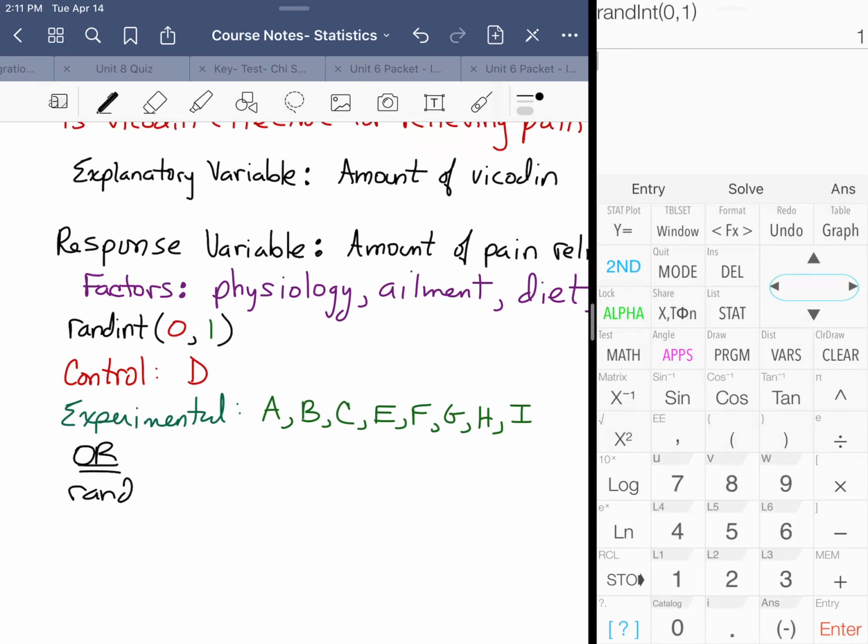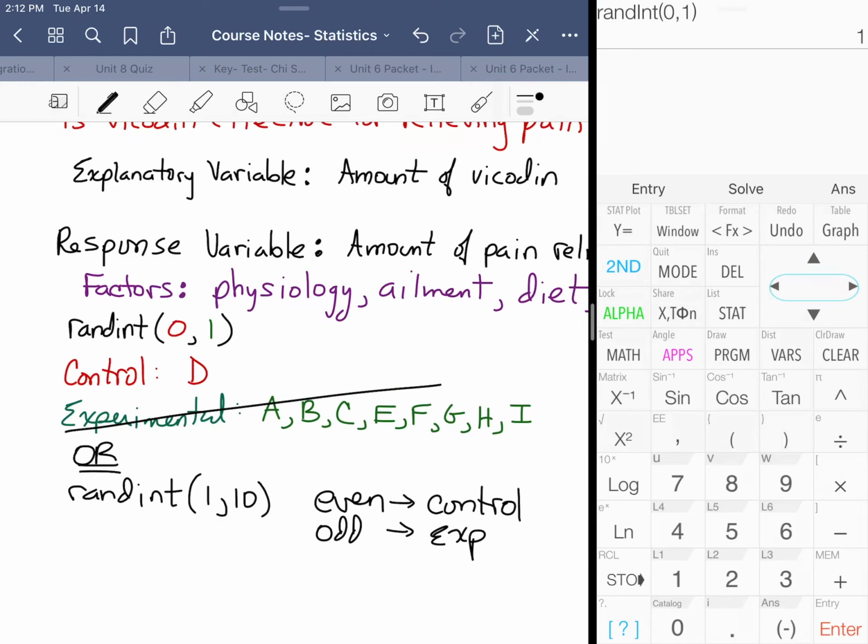I could do random integer. All right, so I could just do that process again, 0 to 1, and just keep hitting enter and see what comes up. Or I could do 1 to 10, even goes into control, odd goes into experimental. All right, so I didn't like this outcome. I'm going to compare 9 people against 1. That doesn't seem to work.